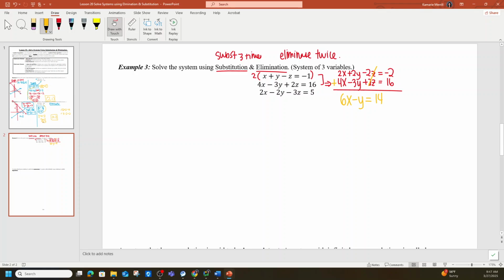So you would actually eliminate z's again and do two different equations. Does that make sense? Okay, so that's why you have to eliminate essentially twice. Because once you eliminate twice, that leads us to two equations with two variables. And now you're just doing a 2 by 2 if you can eliminate twice. So we've got to eliminate z's again.